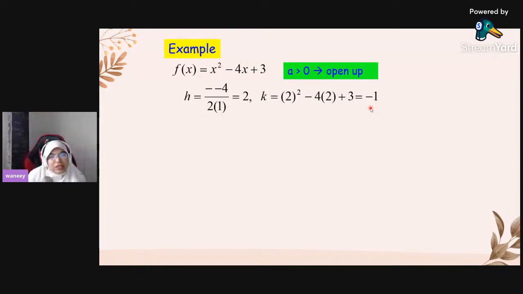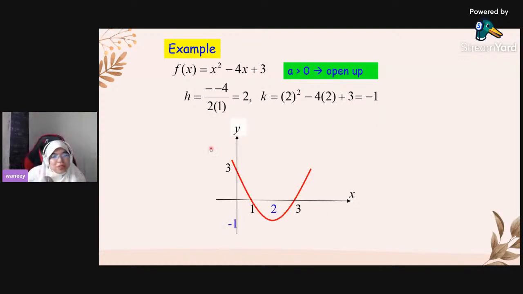Okay, so a is greater than 0, open up. So maksudnya graph dia kena smile lah. Graph yang smile, and the lowest point will be at (2, -1). Okay, so this is basically how the graph looks like. So a smile graph, the minimum here is (2, -1).